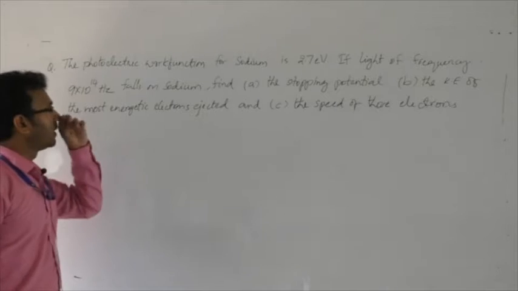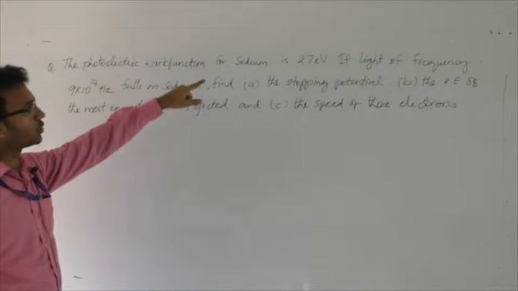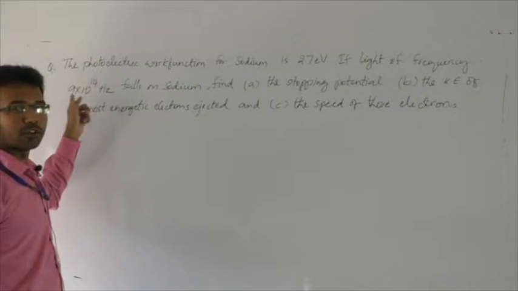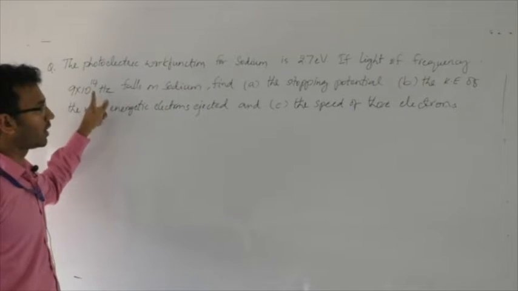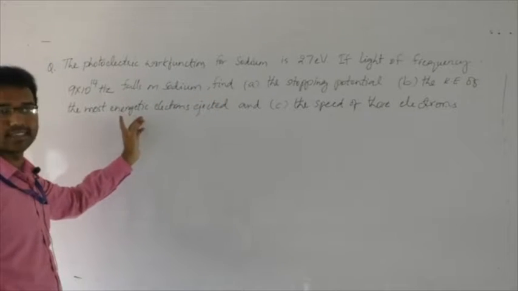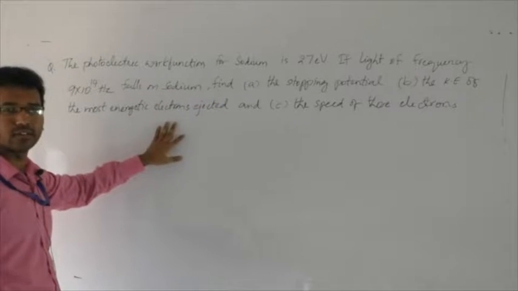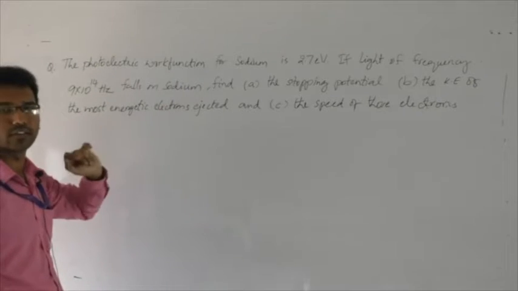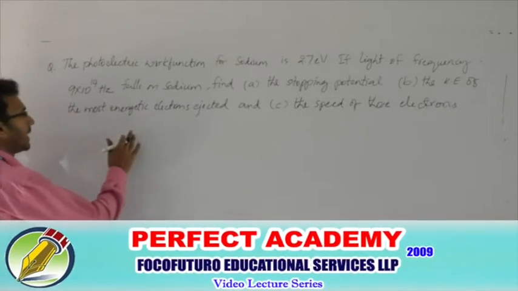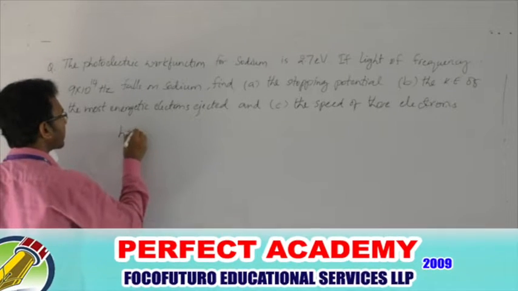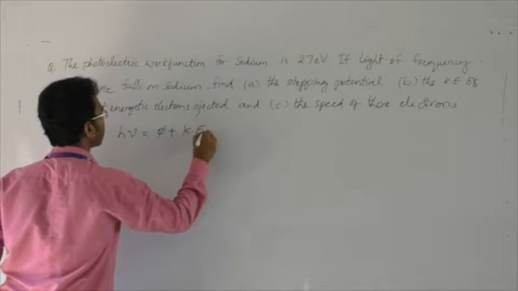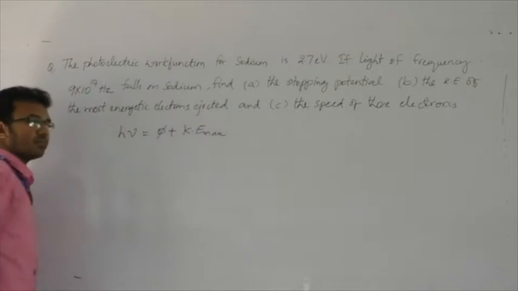So given the work function for sodium is 2.7 electron volts, light of frequency 9 into 10 power 14 hertz is falling on the sodium. Now we are supposed to find the stopping potential, the kinetic energy of the most energetic electrons ejected, then the speed of those electrons. How do we proceed? As I said, a single equation. The photoelectric equation is h nu is phi plus KE max. We know this equation.